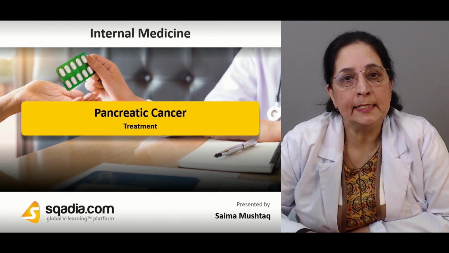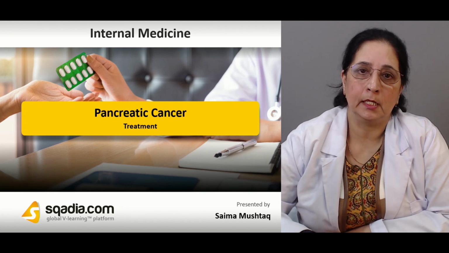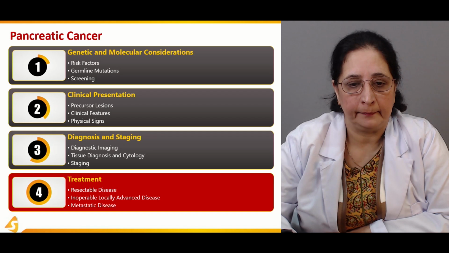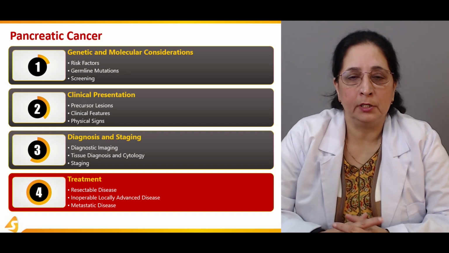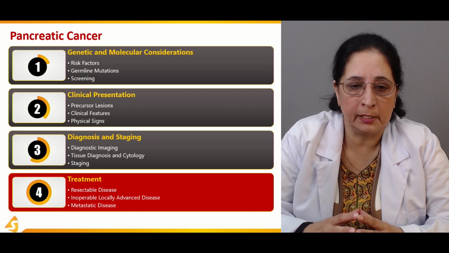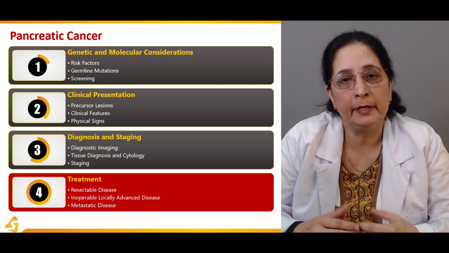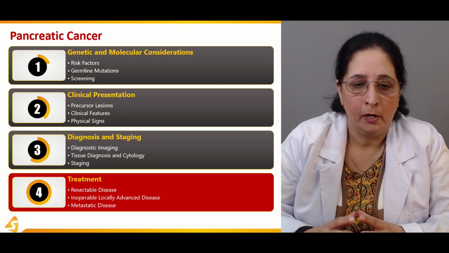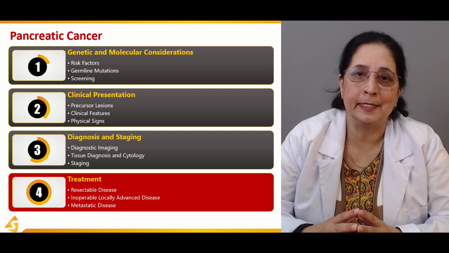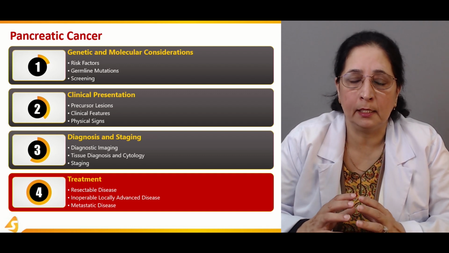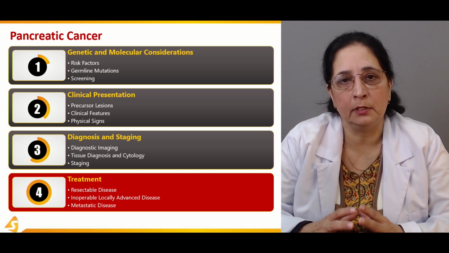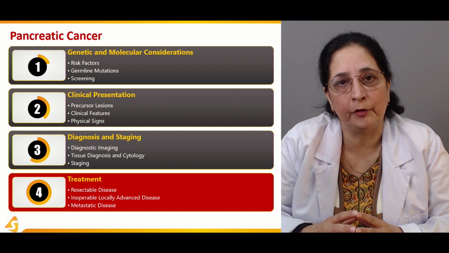In the fourth and final section of our lecture, now we will discuss the treatment options for pancreatic cancer. The treatment options will be discussed in three separate types of tumors: if it's resectable disease, where we can resect the tumor, or if it's inoperable, locally advanced disease, or if it's metastatic disease. So all these different conditions determine the treatment options we can use for pancreatic cancer.